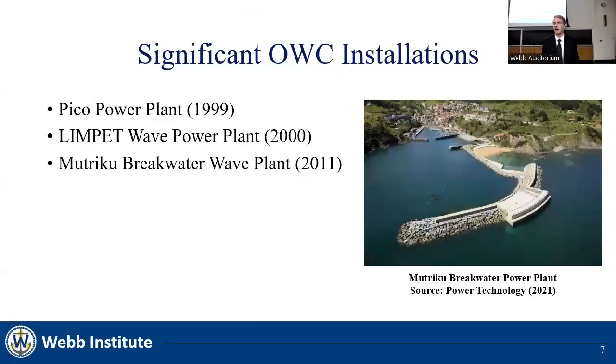There have been several significant oscillating water column installations. The Pico power plant was opened in Azores, Portugal in 1999. Unfortunately, inadequate structural design led to system flooding and turbine malfunction. In 2000, the Limpet power plant was opened in Islay, Scotland. It was designed by Voigt Hydro and had a rated power of 250 kilowatts. Lastly, the Motrico wave plant was opened in 2011 in Spain. It was also designed by Voigt Hydro and had a rated power of 300 kilowatts. Andrew and I consulted with the lead designer of the Limpet and Motrico plants in order to improve our system's design.